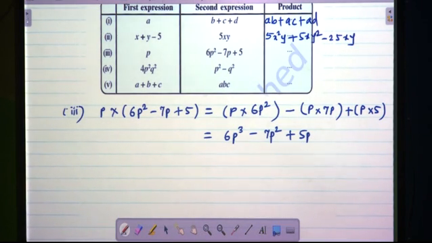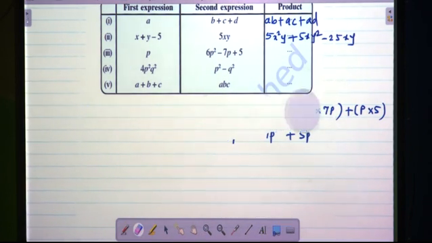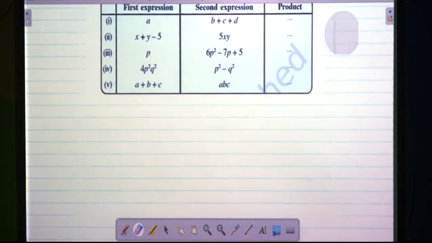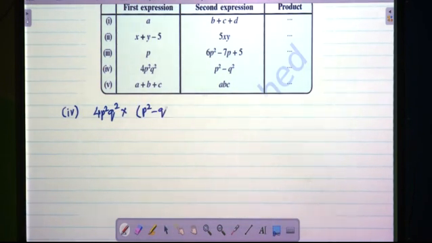Let us solve the fourth sum. I am not writing the answer here. In the fourth sum, what is the first expression? 4p square q square. And what is the second expression? P square minus q square. Let us solve it. 4p square q square multiplied to p square minus q square.